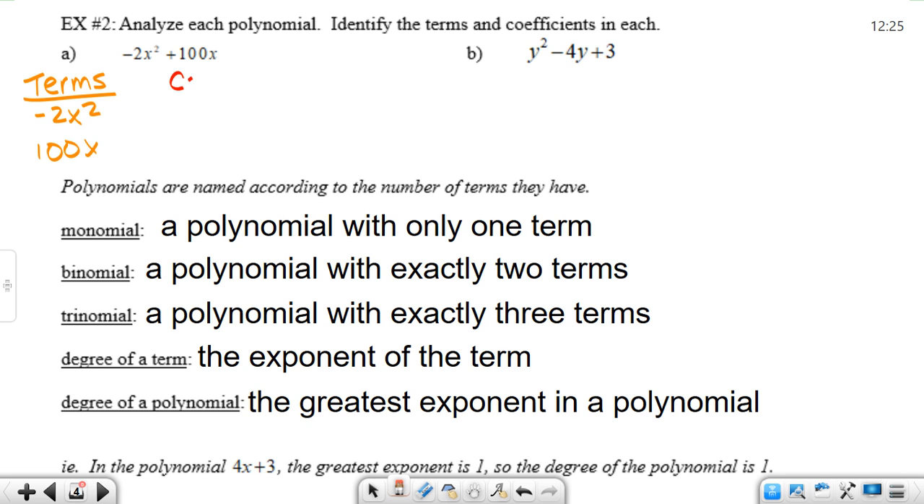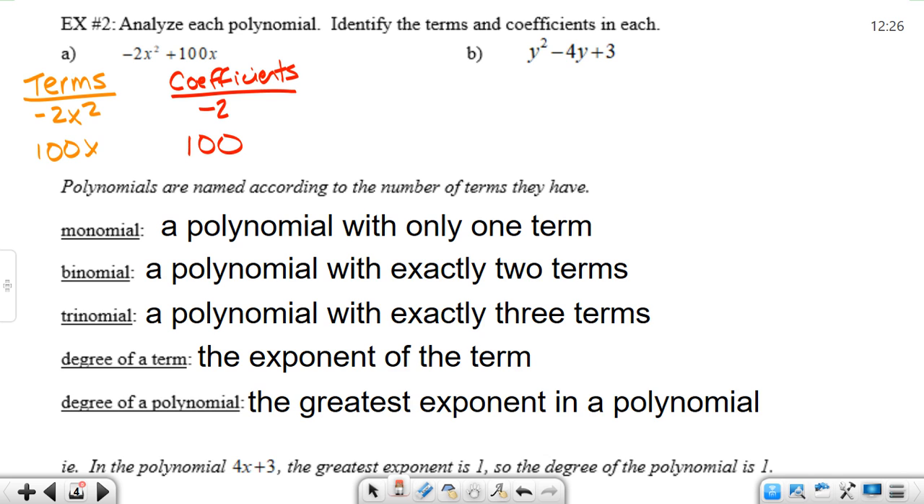And all we're going to do is identify the coefficients with each of those terms. So the coefficient that goes with negative 2x squared is negative 2. Remember, guys, again, it's just that number that's out in front of the term. And then for 100x, it's simply 100.